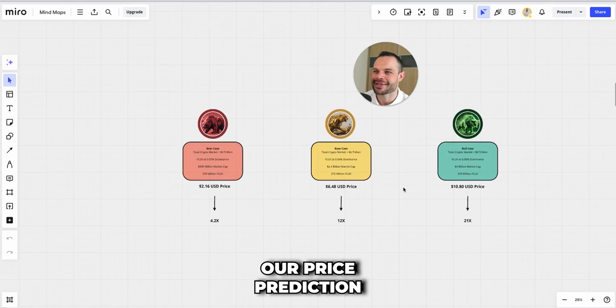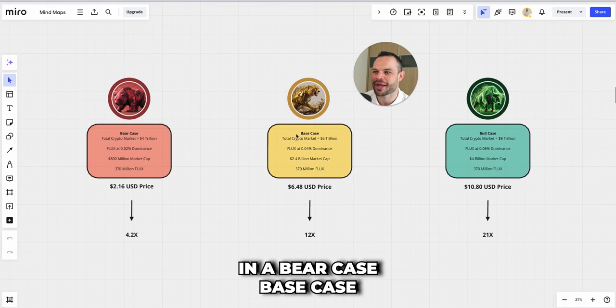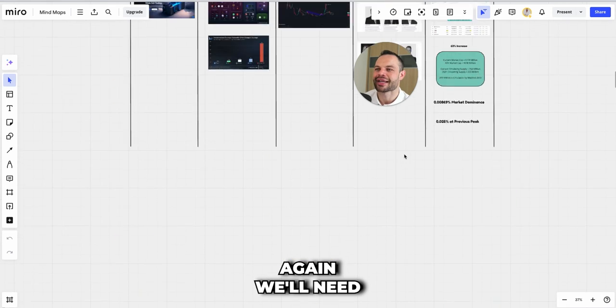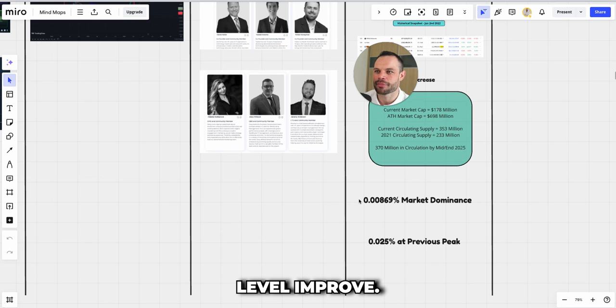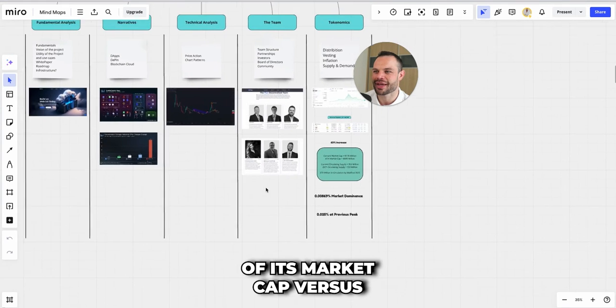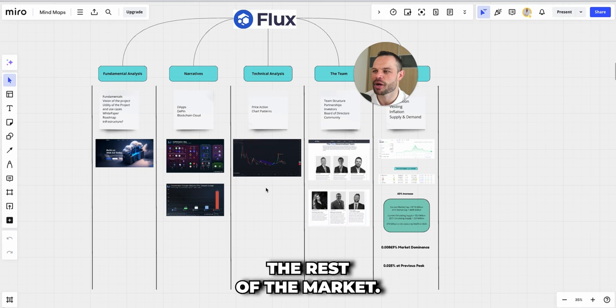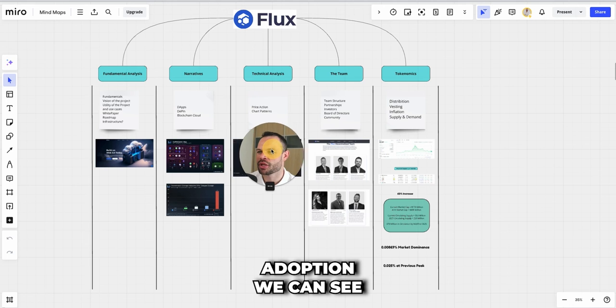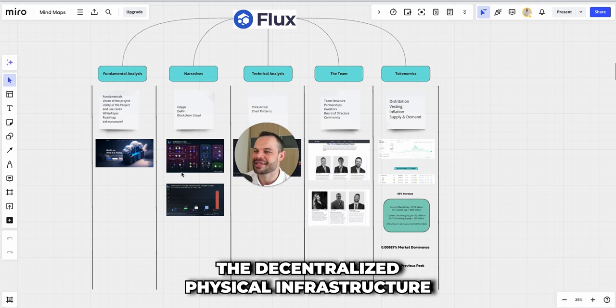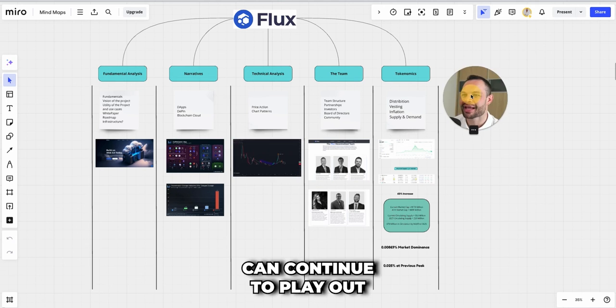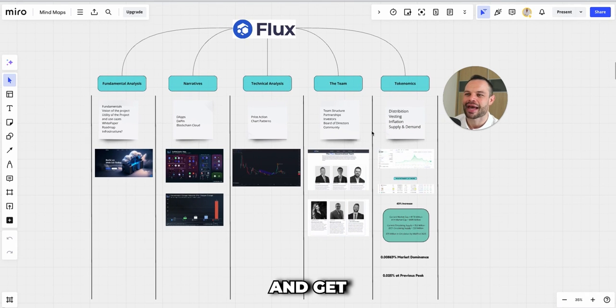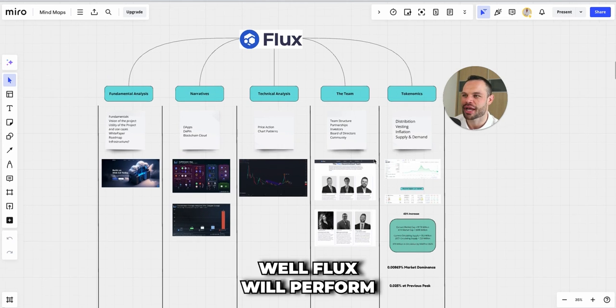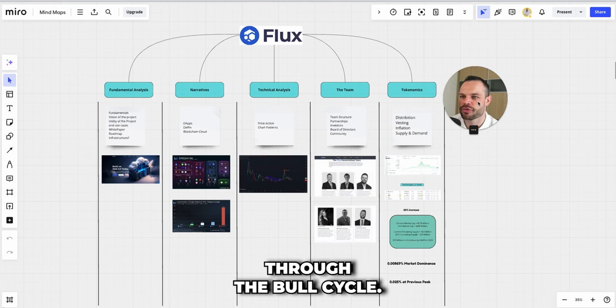So that is our price prediction for Flux in a bear case, base case, and bull case scenario. Again, we'll need to see that dominance level improve. We'll need to see good growth in terms of its market cap versus the rest of the market. But I do believe they're solving a genuine problem. And depending on how much adoption we can see and how much the decentralized physical infrastructure narrative can continue to play out and get more people involved over the course of the next 12 to 16 months, I think all of that will factor into just how well Flux will perform as we move through the bull cycle.